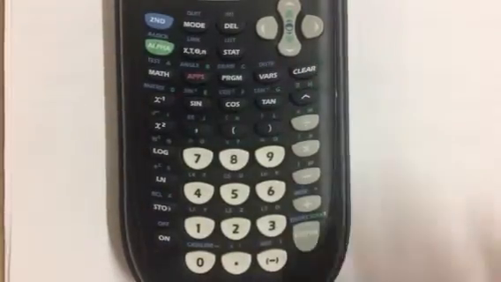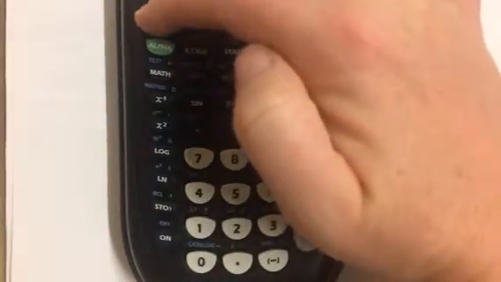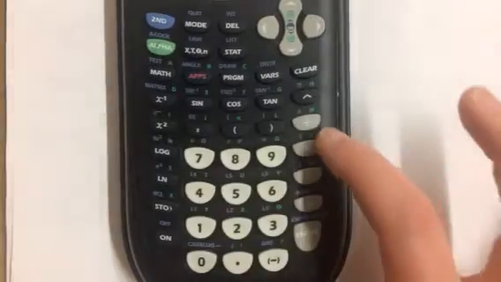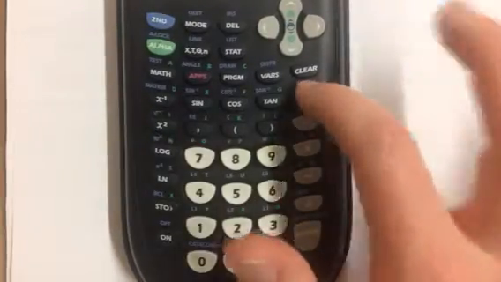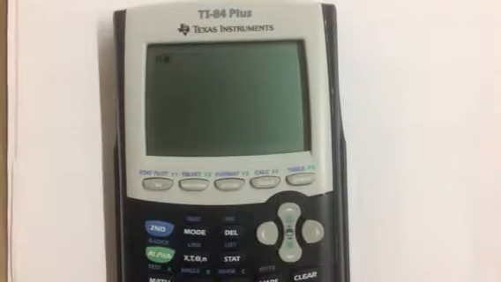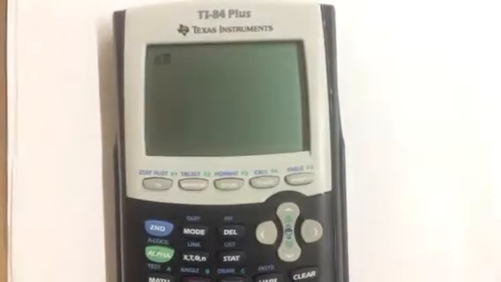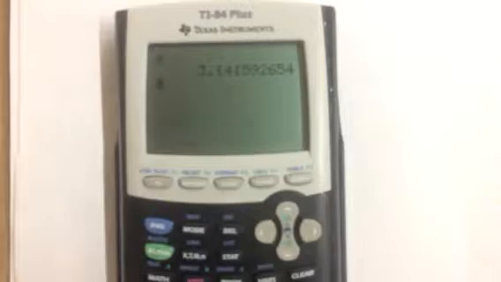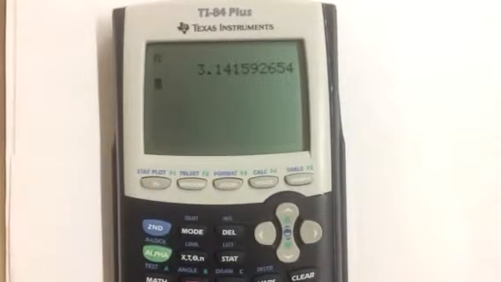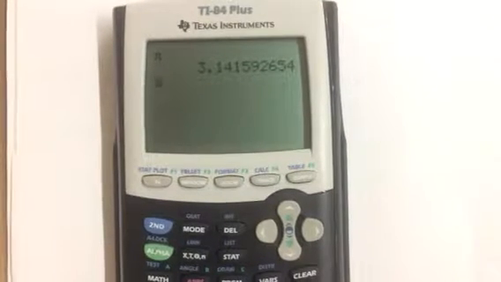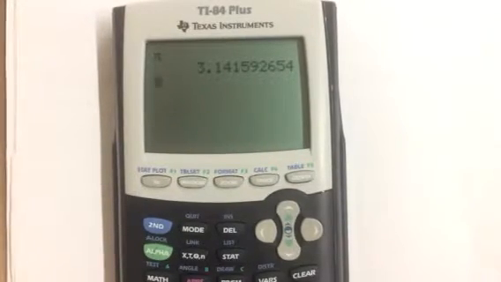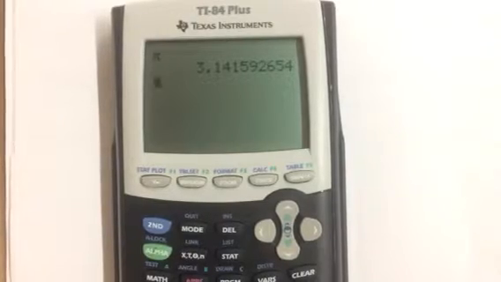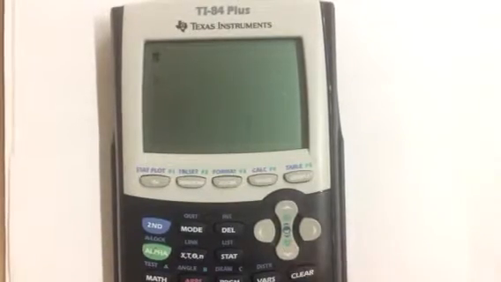If you take a look, you have a blue second key. So you have to hit second, and then the button just above the division key. You'll see the little symbol pi pop up on your calculator screen, and you can hit enter to take a look at the decimal. As you can see, the decimal is long, it does not have a pattern, and so we can conclude that pi is irrational. It does not end, and it does not have a pattern. So I'm going to clear that out.